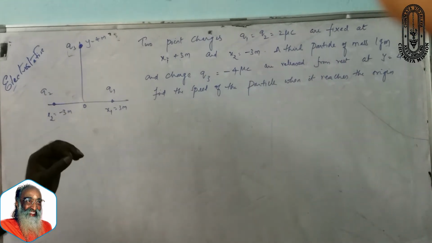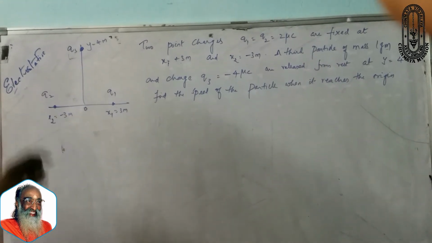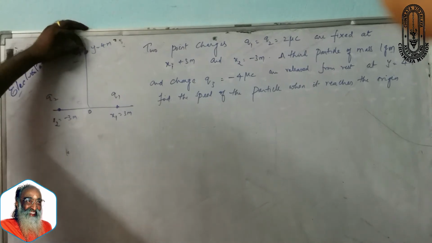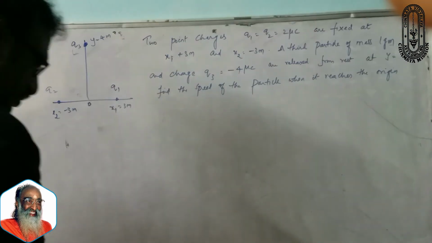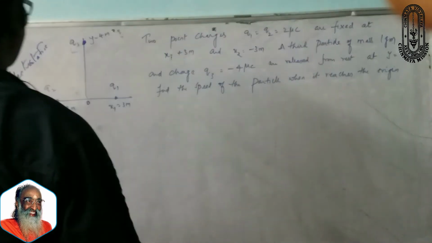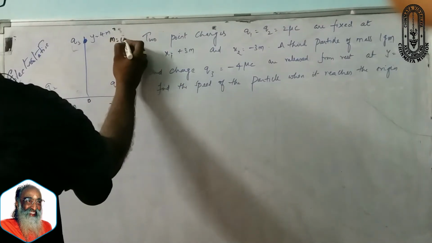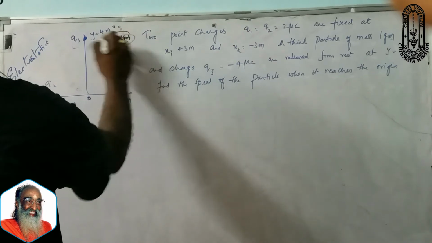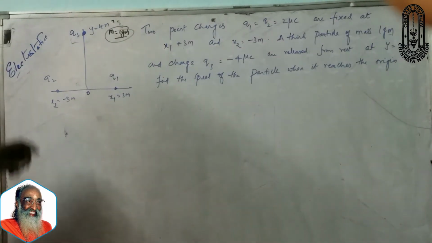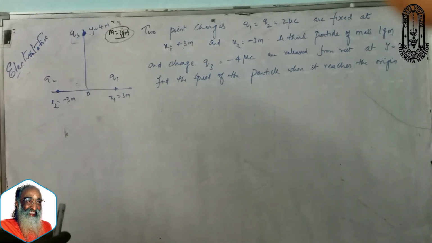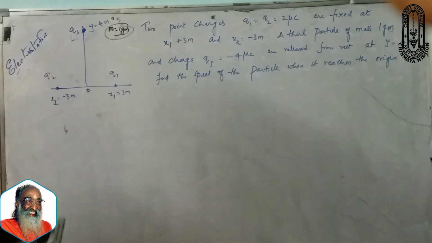And the third particle, whose mass is 1 gram. So its mass is 1 gram. And this particle is released at rest. So initially it is at rest. So it is at y is equal to 4 meter.